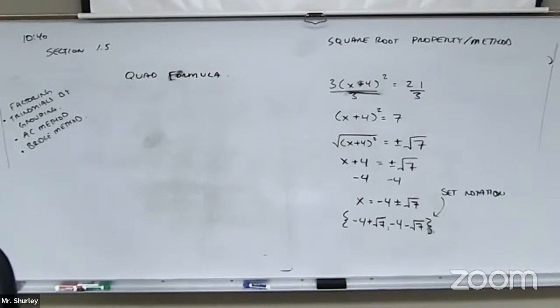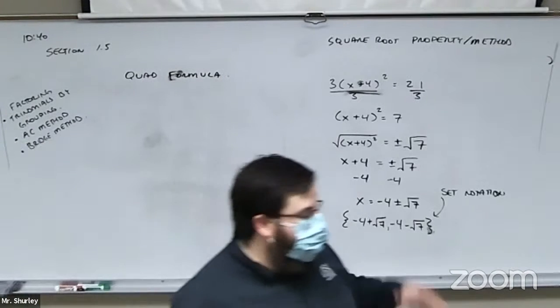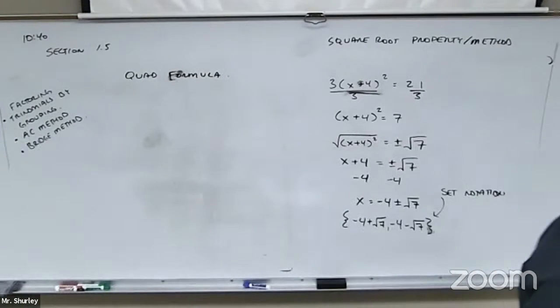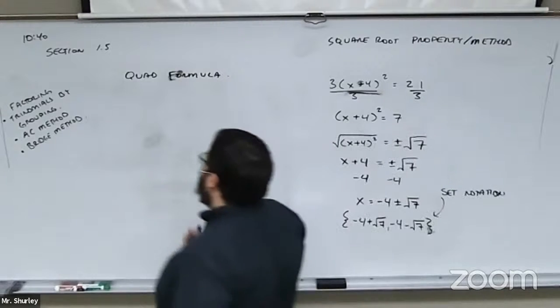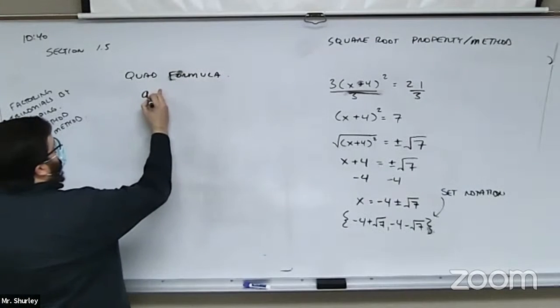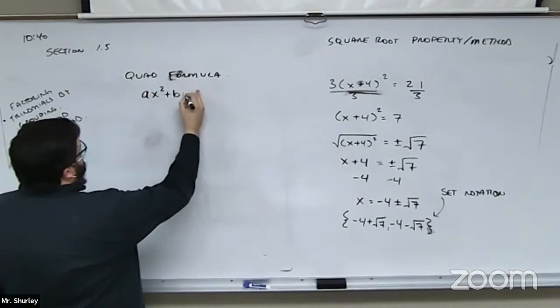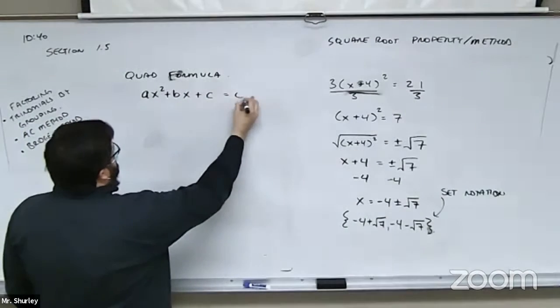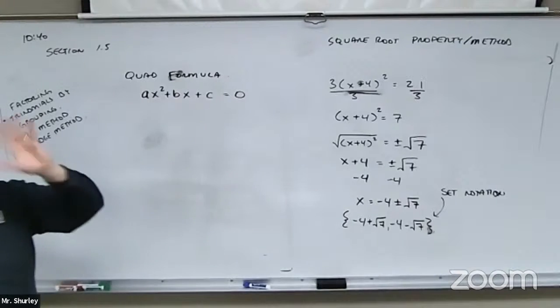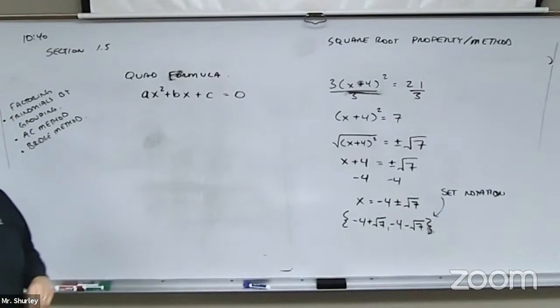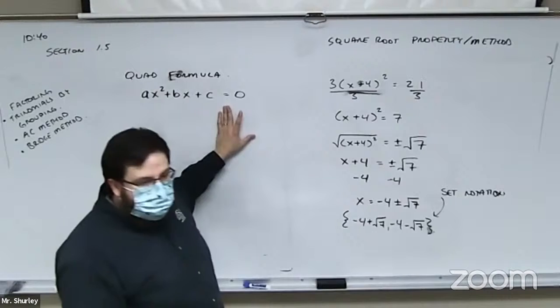Quadratic formula. So if we're going to use the quadratic formula, and I'm hoping you've seen this before, it has to be in the form ax squared plus bx plus c equals 0. We have to have it in this form. Don't mess up the easy stuff, okay? Don't mess up the easy stuff with this one. It's got to be in this form.